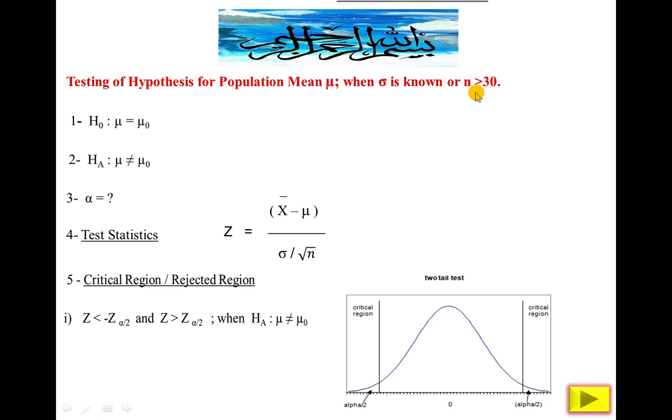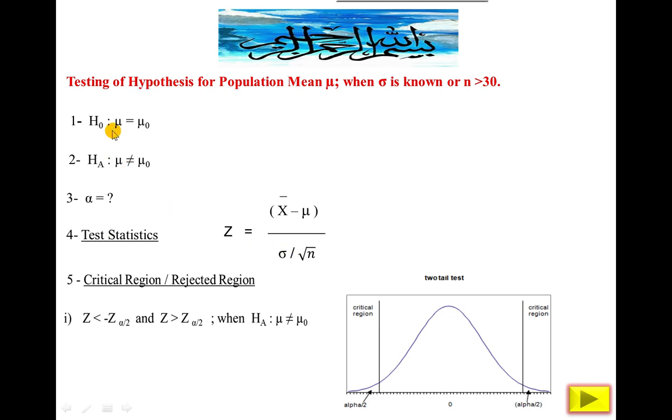And what is the difference between this and the previous method? In the previous method we used the t-test, in this we will use the z-test. All these steps are the same, the method is the same, but we will use a different formula. For a small sample and sigma unknown, we use the t-test. For a large sample or sigma known, we use the z-test. This is called the z-test or normal distribution.